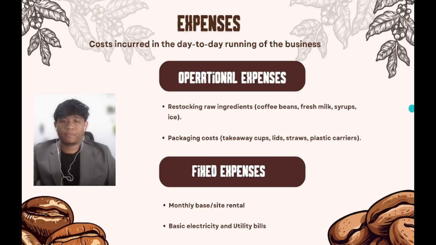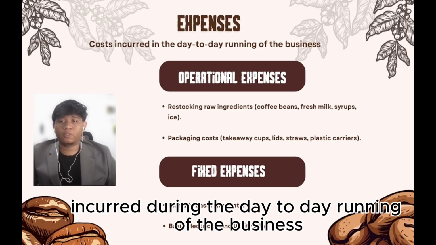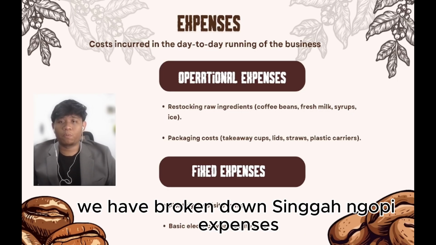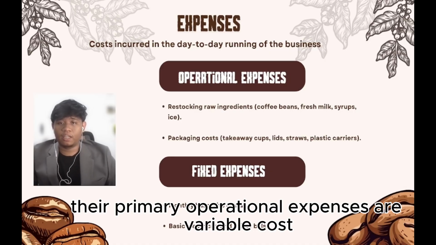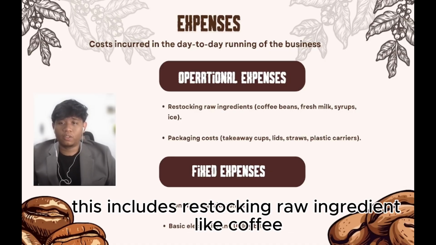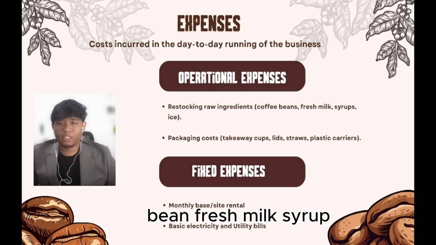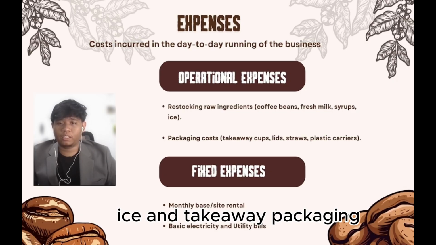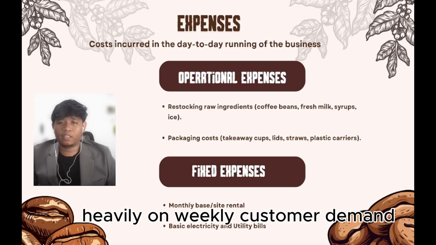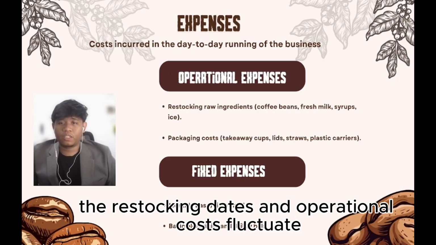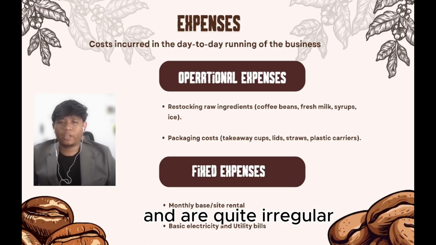And then lastly, we have expenses, which are structural costs incurred during the day-to-day running of the business. We have broken down Sinngahngopi expenses into fixed and variable categories. Their primary operational expenses are variable costs. This includes restocking raw ingredient like coffee bean, fresh milk, syrup, ice, and takeaway packaging. Because this cash outflow depend heavily on weekly customer demand, the restocking dates and operational costs fluctuate and are quite irregular.